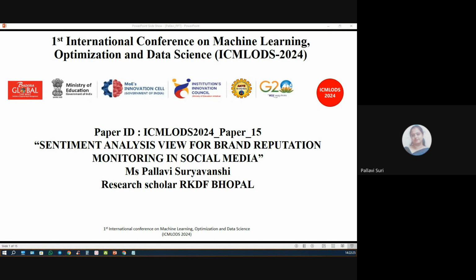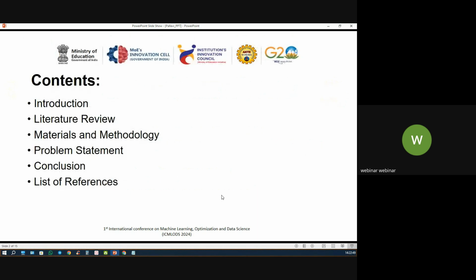Wait a minute, there are some technical issues with moving slides. The mouse is not working properly. You can try the arrow key, ma'am, if the mouse is not working. Try the arrow key, with the help of which you can move the slides. Yeah, it's moving, ma'am.